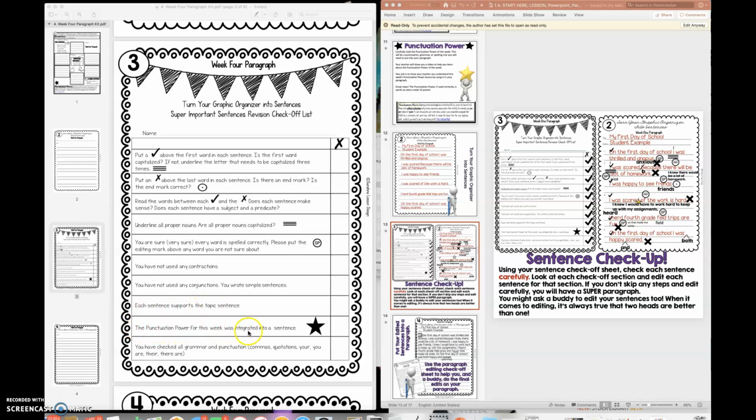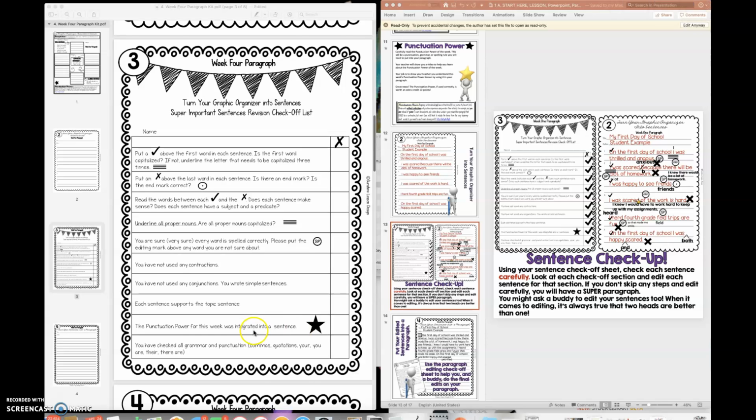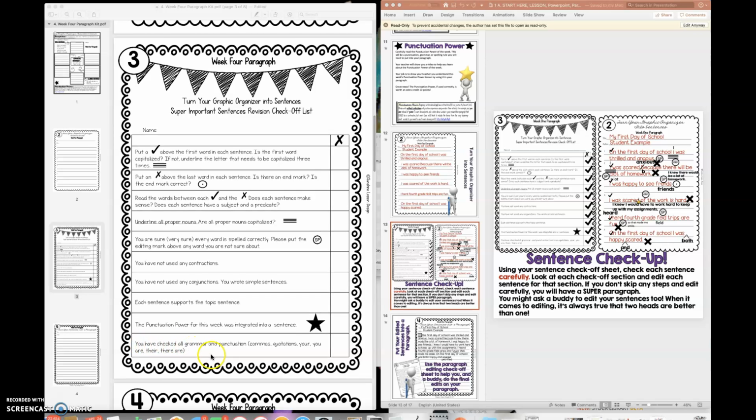Then the punctuation power for this week was integrated into a sentence. So I should see at least one, probably more, where you did not capitalize the name of your season if it wasn't the beginning of a sentence or part of a proper noun like Winter Olympics. And then you have checked all grammar and punctuation for commas, quotations, the word your and you're, there and they're. Remember, we don't say they're because we need to put this in. So when you're done with that, put an X.